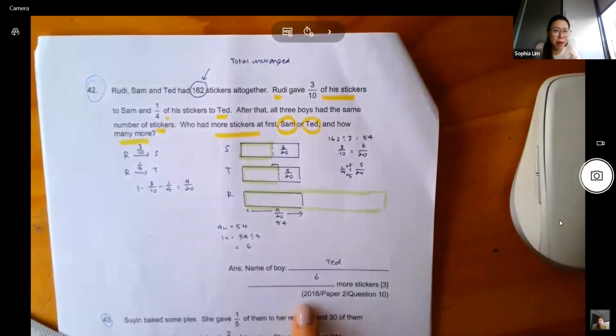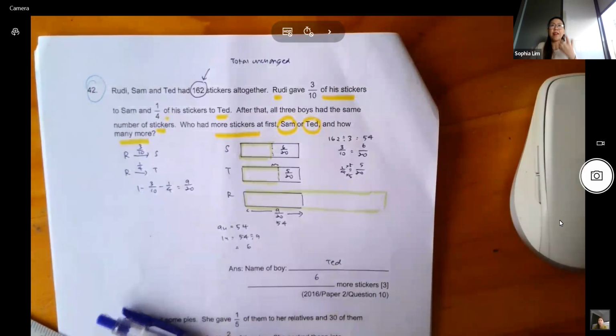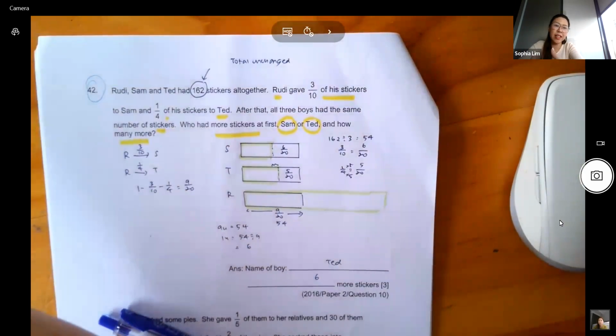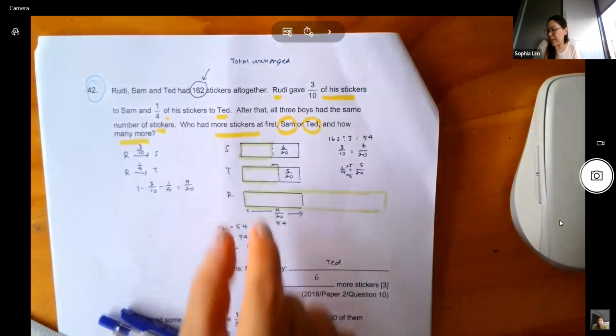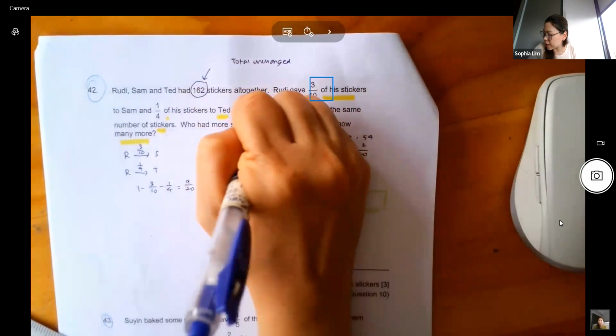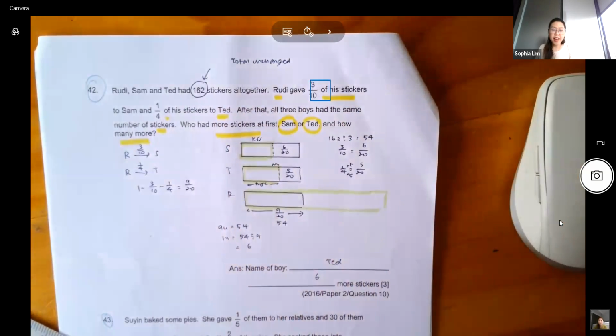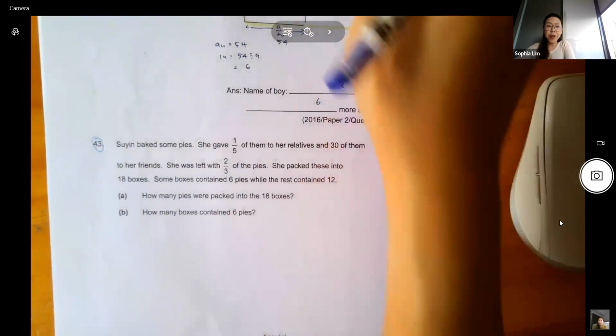This question is 3 marks only, but the thinking behind it is not so easy. Number 1, you need to understand to work backwards. Number 2, you need to understand that if you receive more from others, versus someone who receives less from others, and in the end you have the same amount, in this case stickers, that means your starting point is less. This one is less. This is more. Okay?